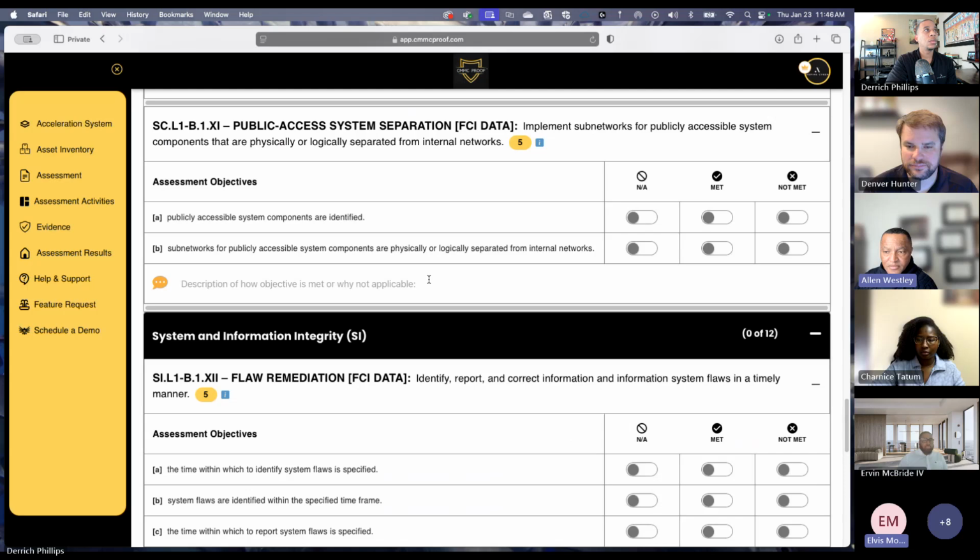Public access separation. So publicly accessible system components. Do you have an inventory of those? Absolutely. We have an inventory of our equipment, our networks, and different accesses. So what specifically are you asking about? Yeah, can you give some examples of those, Elvis? Sure, absolutely. So if you have an external facing gateway, like an SMTP gateway, or it could be a firewall, next gen firewall, something like that that's publicly accessible.